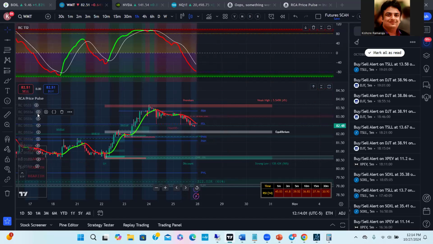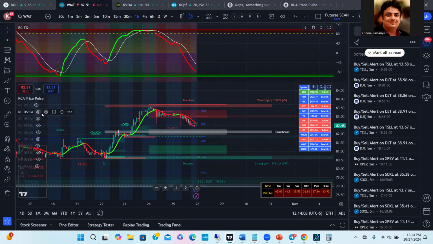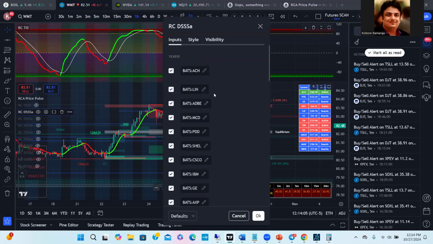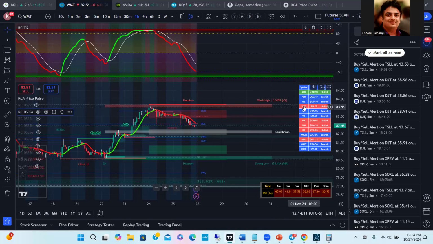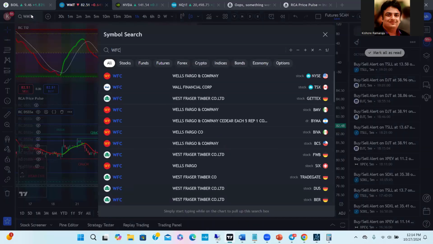Let us look at some examples. I gave another 40, 50 tickers with this scanner: Adobe, MACD, PDD, Shell, different examples. So PDD is, right? If you see something in green or blue, that means they can go up. If you see something in red, that means they may go further down. So let's go to WFC.